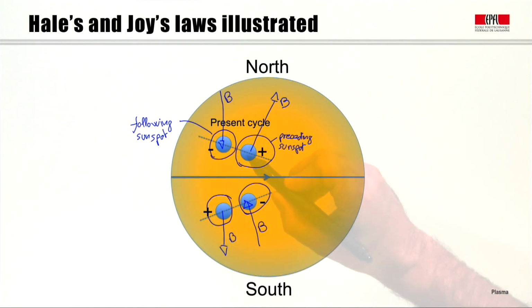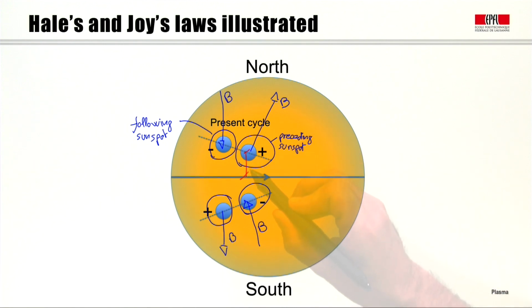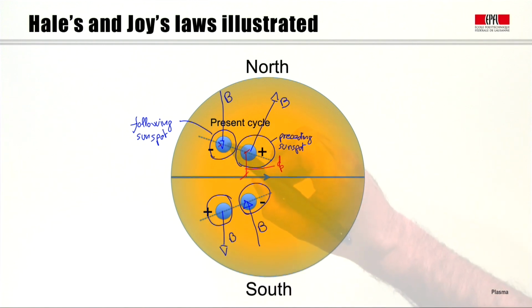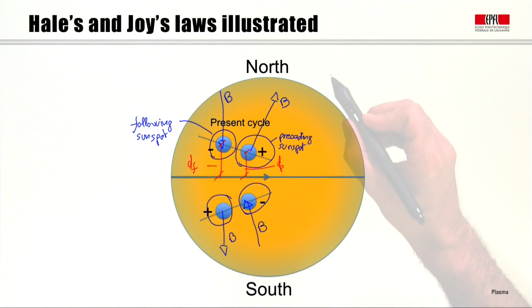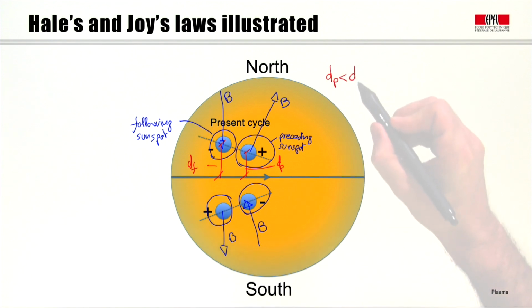Joy's law states that the preceding sunspot in a bipolar group is closer to the solar equator in both hemispheres. This is shown here, where the distance of the preceding sunspot from the equator is indicated by dp, and it is smaller than the distance of the following sunspot, indicated by df. The same is true for both hemispheres.